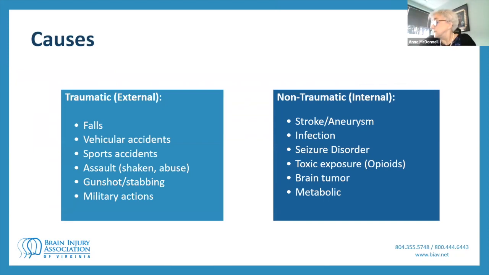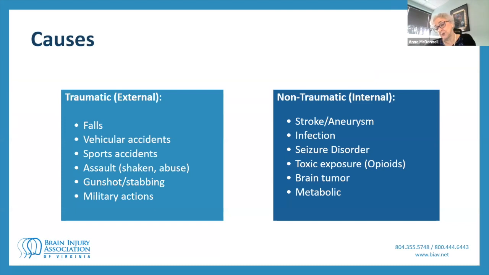We talked a little bit earlier about traumatic and non-traumatic injuries, and I want to get into a little bit more detail about that. The traumatic or external causes of injuries you see on the left-hand side of your screen. Falls and car accidents we've talked about quite a bit. Certainly sports accidents have taken our attention. Another cause of traumatic injury is assault, whether someone is shaken or beaten, gunshot and stabbing wounds, and military actions. The non-traumatic causes are related to stroke or aneurysm.